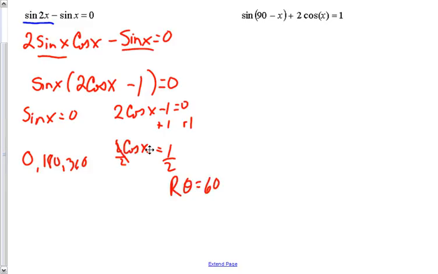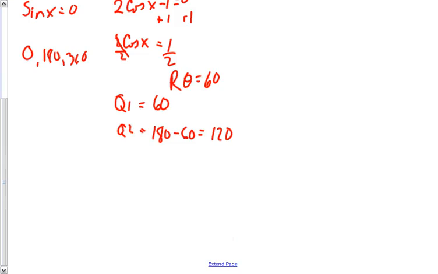And since cosine is positive, we are in Q1 and Q2. So Q1 is given to us at 60 degrees. For Q2, we use our reference angle, 180 minus 60, which is 120. We list all our solutions down. We're going to get x equals, we have 5 solutions: 0, 60, 120, 180, and 360.